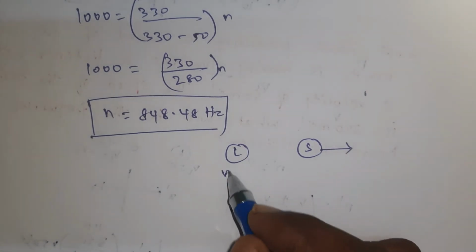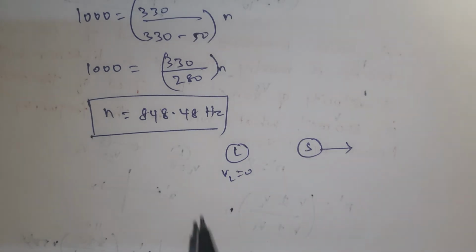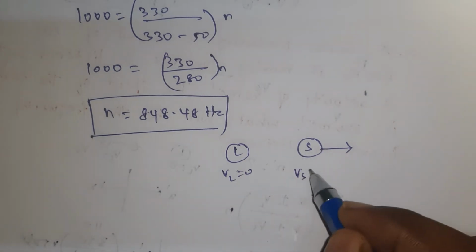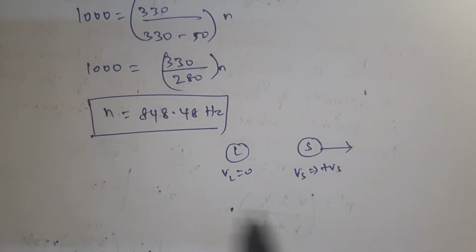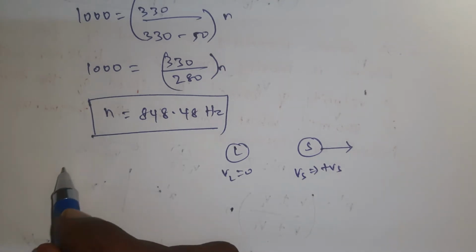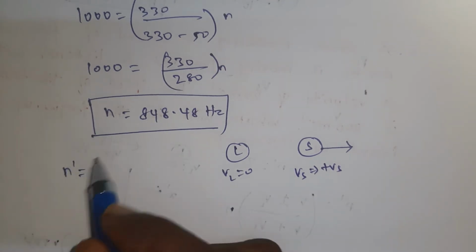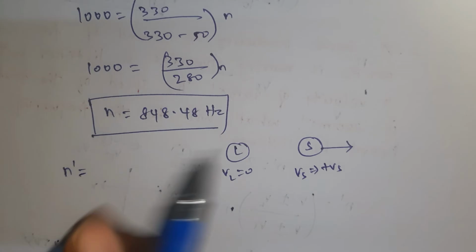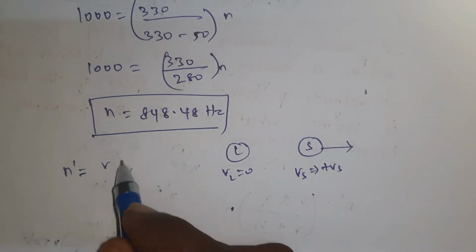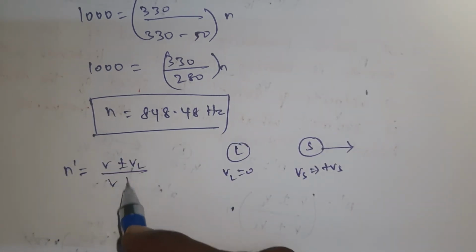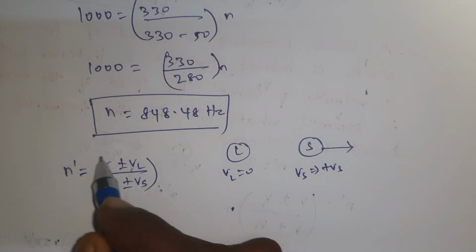The listener is always at rest, so VL is stationary, VL is 0. So Vs you are going to take as positive Vs. Now the apparent frequency you are going to find out. n dash is equal to the general formula we know already: (V plus or minus VL) by (V plus or minus Vs) into n.